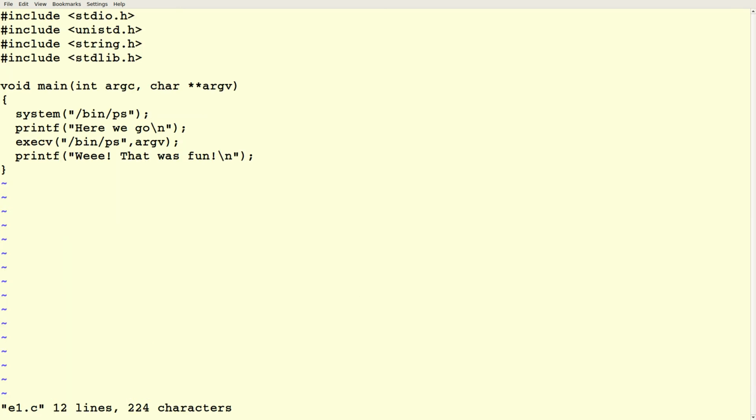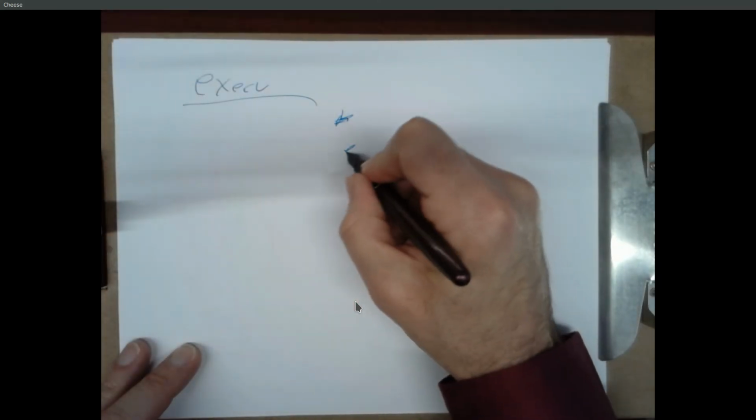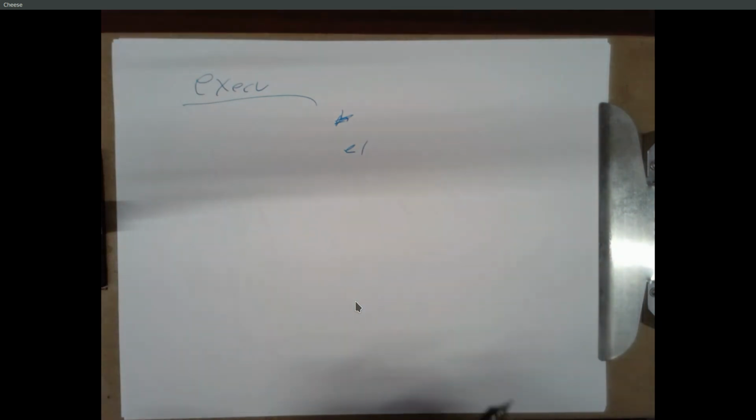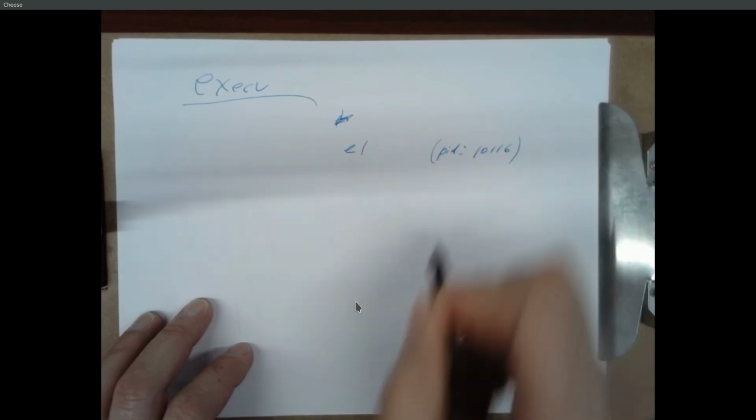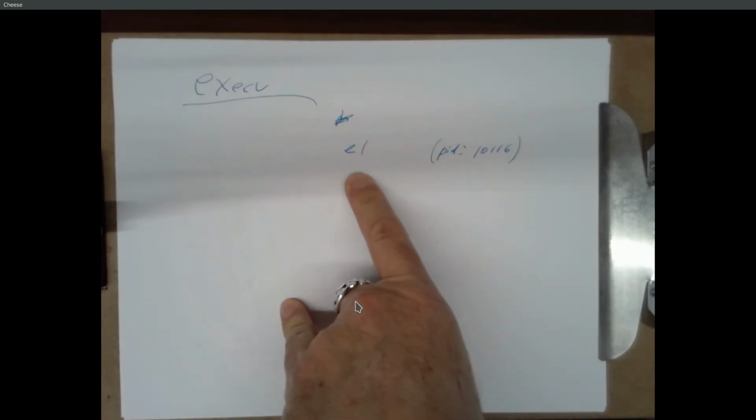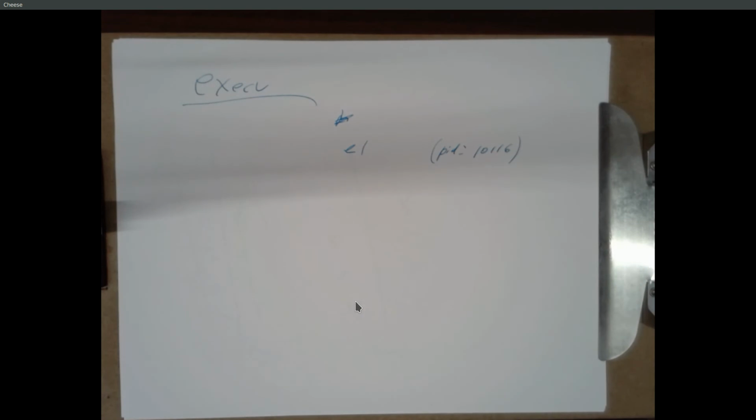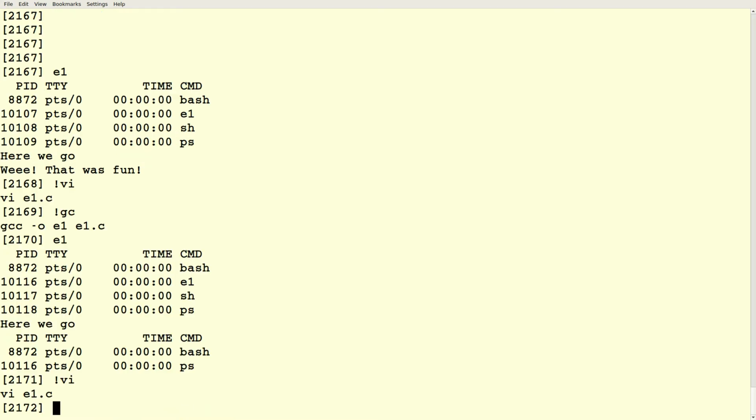So here's what's going on. You say main, or E1, the name of our main program, and that's process ID 10116. If I call system, it's going to create a new process. That process is going to start executing sh. That process is going to create a new process which executes ps. And we get those 4 lines of output from ps.